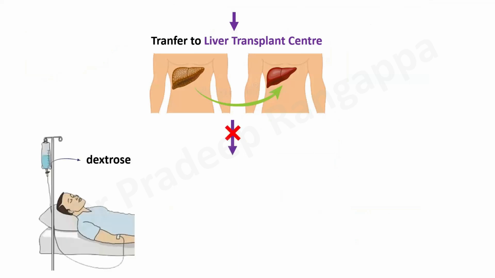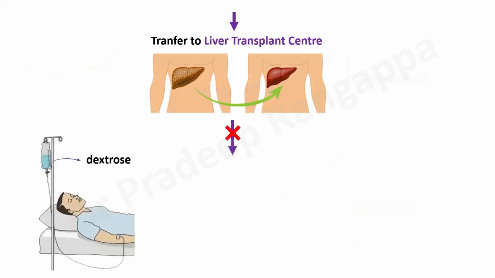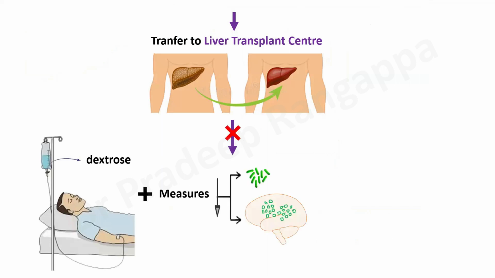But if liver transplant is not available in the area, like I did this talk for Nagaland, then you have to continue supportive measures like dextrose infusion and take stringent measures to reduce the risk of infection, and start on some anti-edema measures to reduce this brain edema, because all fulminants die because of worsening organ dysfunction and brain edema.